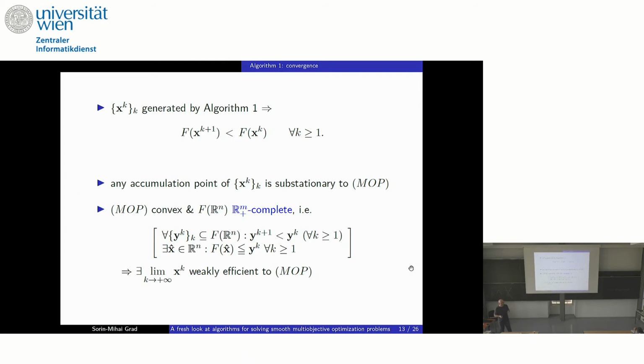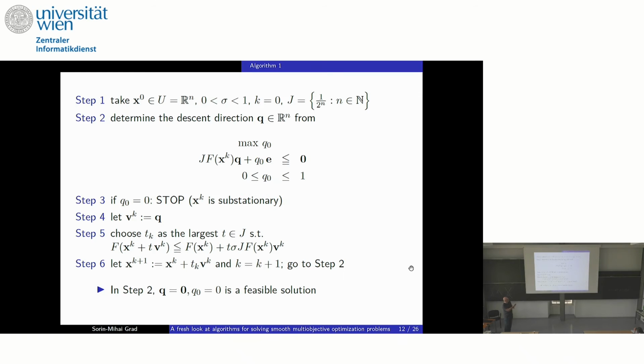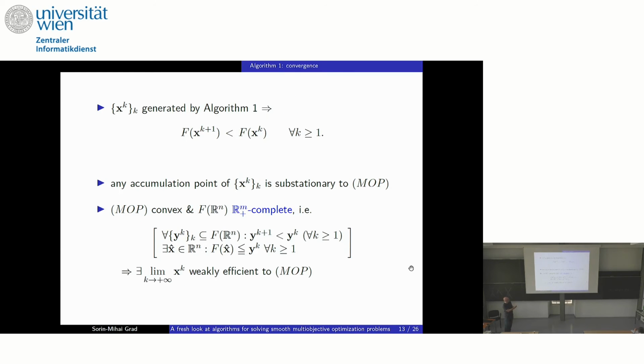Regarding convergence, we have similar results to the colleagues from Brazil. First, for all xk's generated here, any accumulation point of such sequences is substationary. Again, in their paper, it was critical. In our case, it's substationary, but in the convex case, it's the same thing. Again, they had the steepest descent direction, so that's why maybe critical. In this case, it's a bit more general, but yeah, that's life.